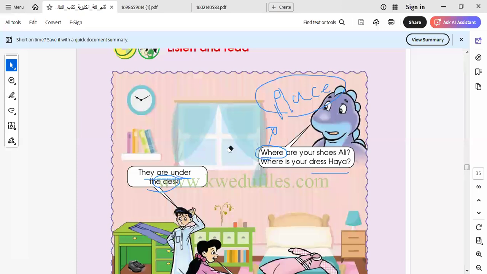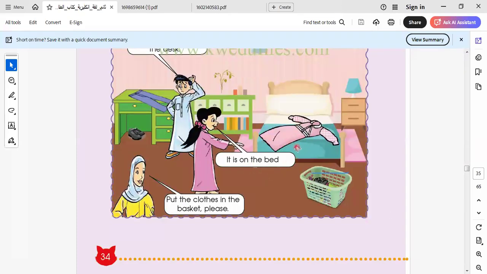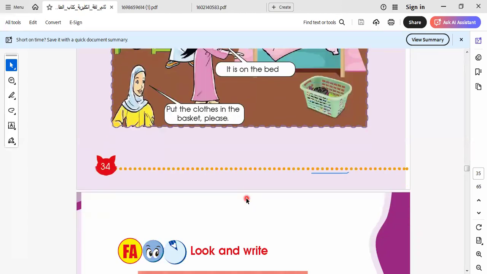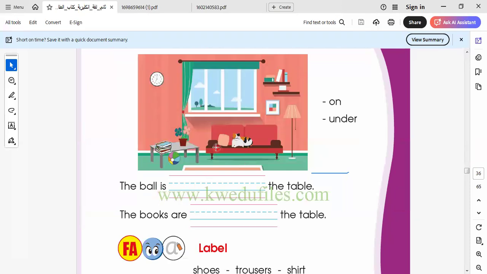Let's go to another item. It's on the bed. The dress is on the bed. Put the clothes in the basket, please. In this unit, we learn two prepositions, on and under. Here is the ball and the table. Is the ball on or under? It's under, so I put here under the table. The books are on the table. So this is the difference between under and on.